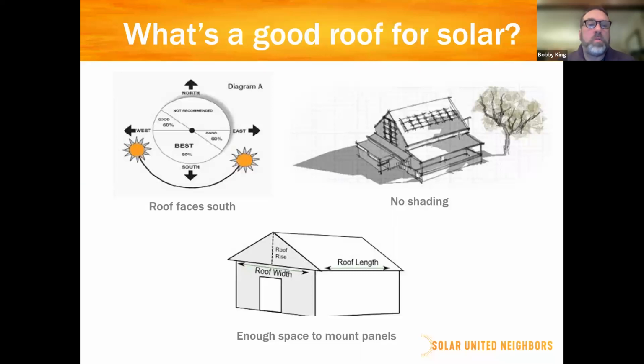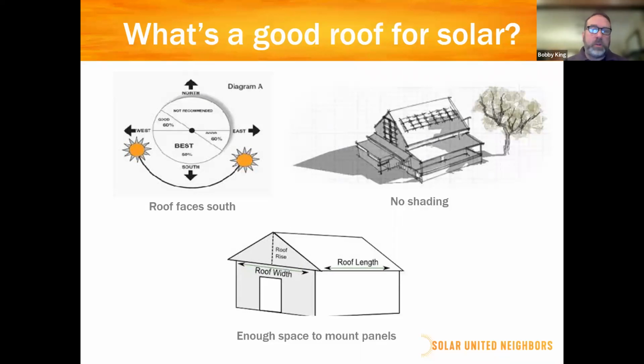So what's a good roof for solar? South facing is best. West and east will work because panels have become so much more efficient over the years. You want as little shading as possible. What we're looking for is unobstructed roof space between 9 a.m. and 3 p.m., when most of the sun is happening, and at least 200 square feet.